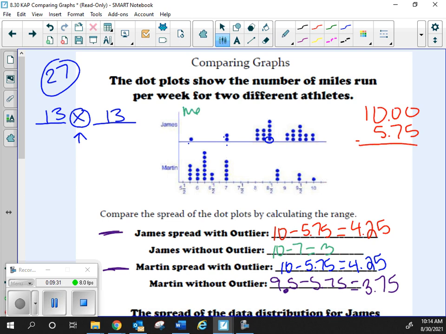So that median for James is, what's that number? 8.5. Median is 8.5. I'm going to go ahead and find it for Martin as well. Guess how many numbers we have? 27. Okay, so again, I'm looking for the median, which is going to be the 14th number. So count on your own.